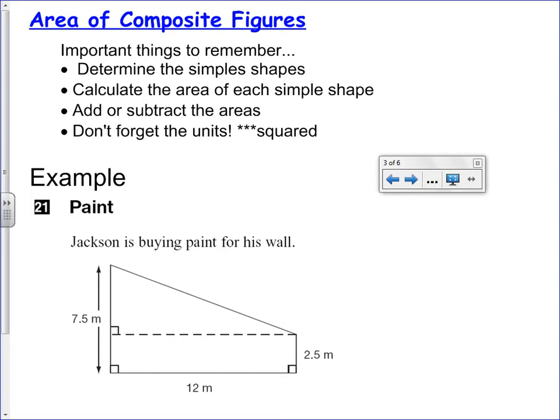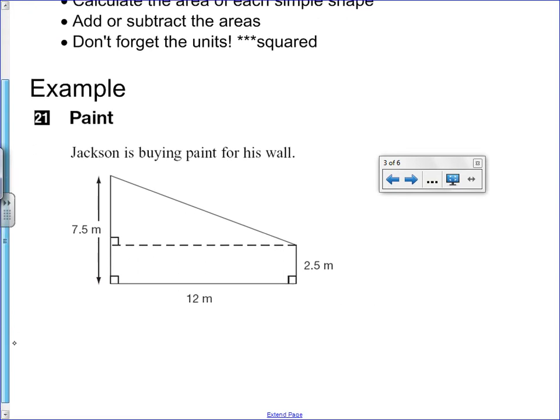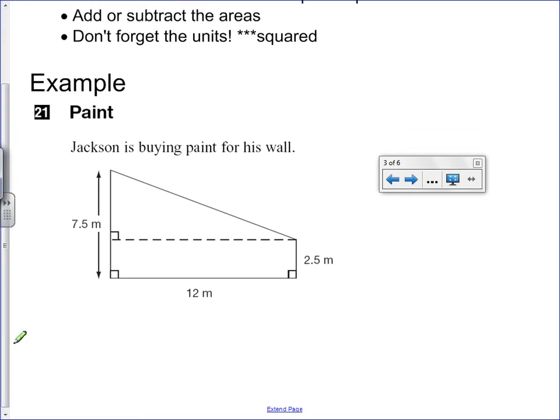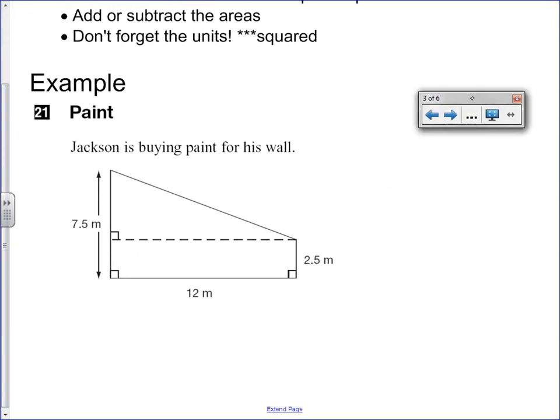You will add if the shapes are beside each other, okay? Don't forget that the units are squared. So I have all these helpful tips that will help you. Now, Andrew, what are my simple shapes here in this picture?